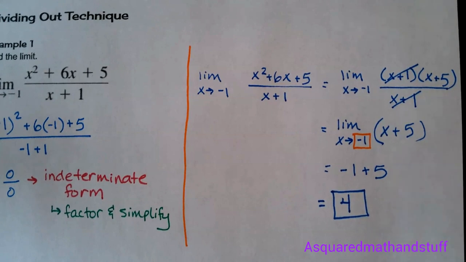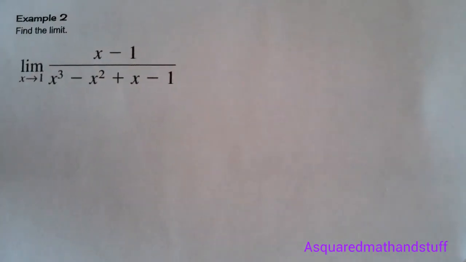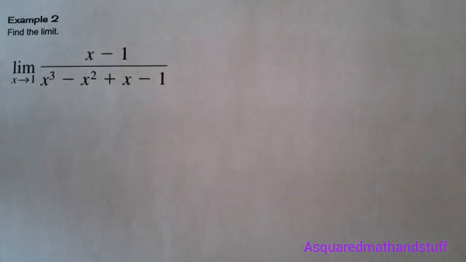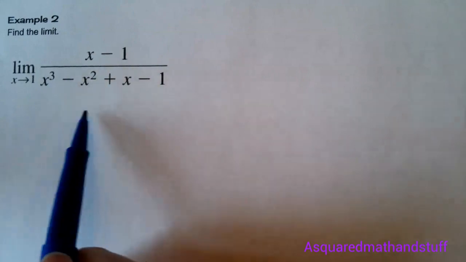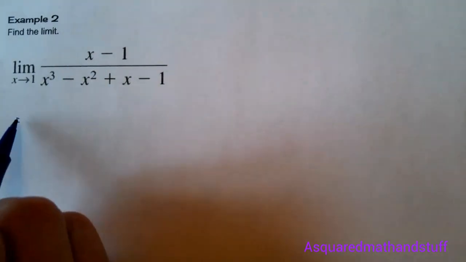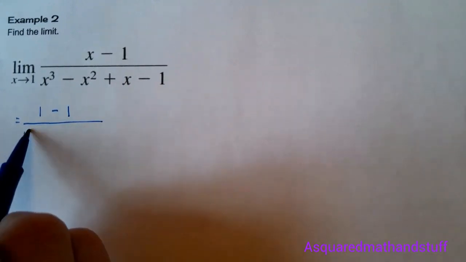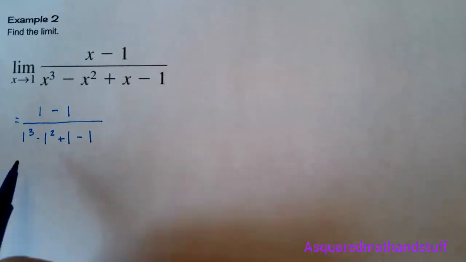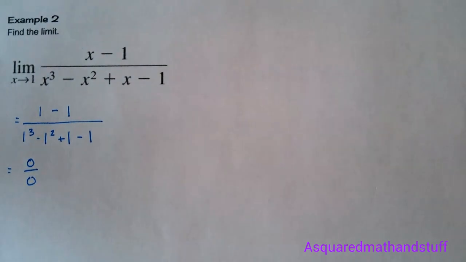Let's take a look at another example. So the first thing we're going to do with this second example again is to plug in the value that we are approaching, that c value, and see what we get. So I'm going to plug in 1 everywhere there's an x in this equation, and we'll have 1 minus 1 all over 1 cubed minus 1 squared plus 1 minus 1, and we end up getting that 0 over 0 again.